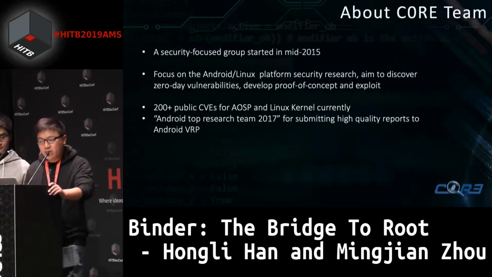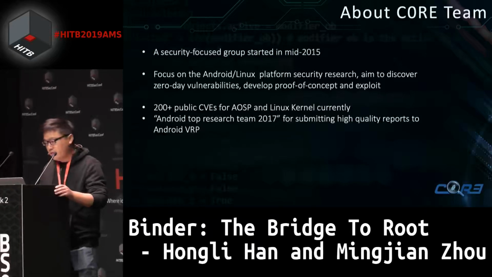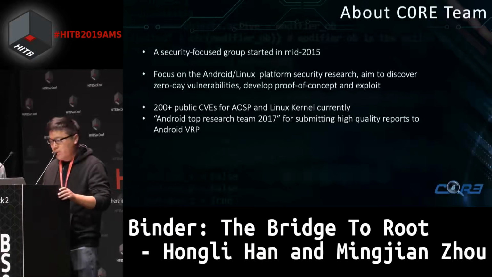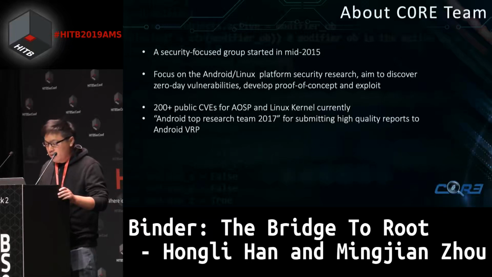So, what does the core team do? It's a security-focused group started in the middle of 2015. We focus on the Android and Linux platform security research and aim to discover zero-day vulnerabilities, develop POC, and exploit. We have found more than 200 CVE. In 2017, since we submitted so many high-quality reports to Google, Android VRP rated our team as an Android top research team.